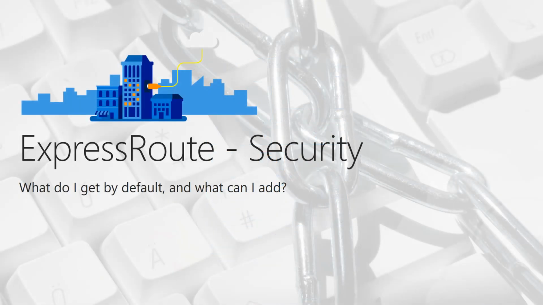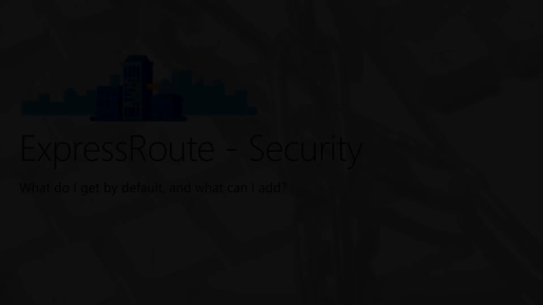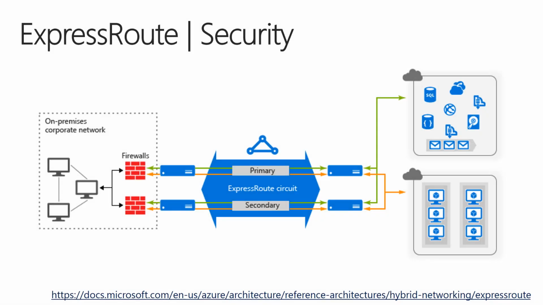This brings us to ExpressRoute and security. What do I get by default, and what can I add? The first question that most people ask is, is the ExpressRoute circuit encrypted? The answer to that is no, not by itself. The circuit that is created when you first enable private peering or public peering or Microsoft peering is private and dedicated to you, but does not natively encrypt any traffic.